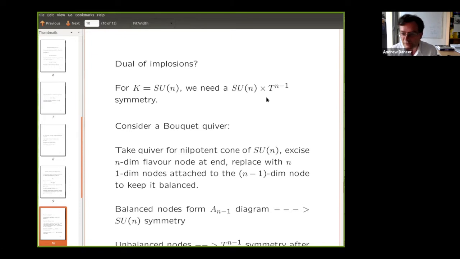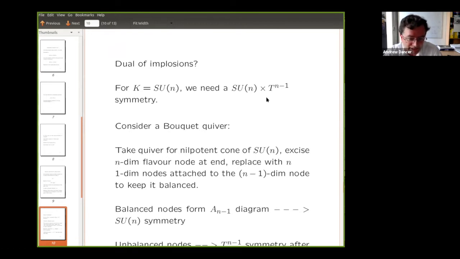And the idea is we actually start with our old friend that we saw a few minutes ago, the quiver for the nilpotent cones. Remember, that was just a chain of length n-1 of balanced nodes. And then we have this n-dimensional flavor node at the end. So if we excise that flavor node at the end, well, that would, of course, immediately unbalance the adjacent node. It would only have n-2 next to it, and we need to rebalance it.